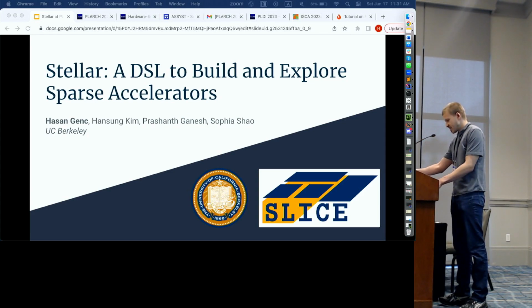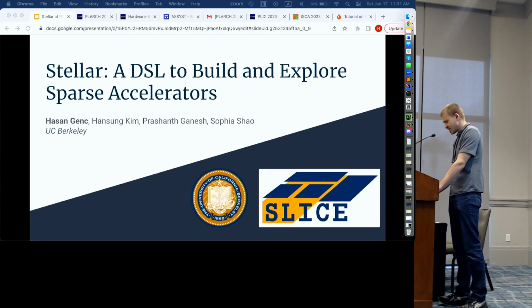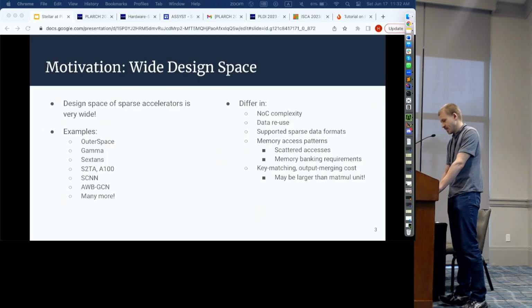Hello, my name is Hasan, and I'm going to describe a project that we've been working on to develop a new DSL called Stellar for sparse accelerator design. Over the past year, we've been building a DSL which can be used to express, explore, and automatically generate sparse accelerators. Our work tries to build upon earlier work on the automated development of dense accelerators, but also to extend such frameworks into sparse domains.